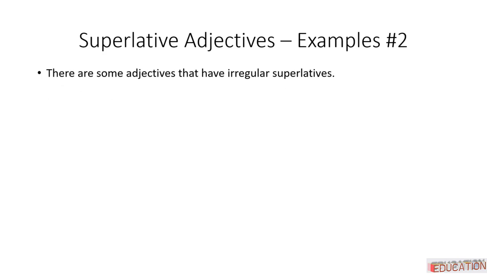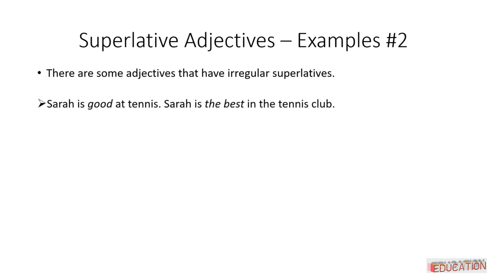And of course this is English, so there are some irregularities with superlative adjectives. So superlative of good is best. So Sarah is good at tennis. Sarah is the best in the tennis club. Superlative of bad is worst. So Jim is bad at football and Jim is the worst in the team.